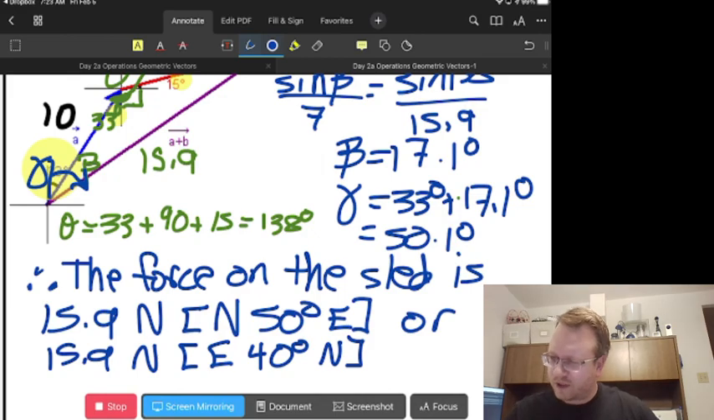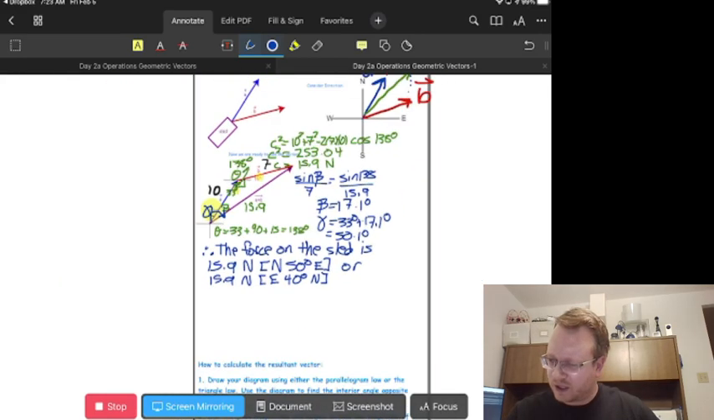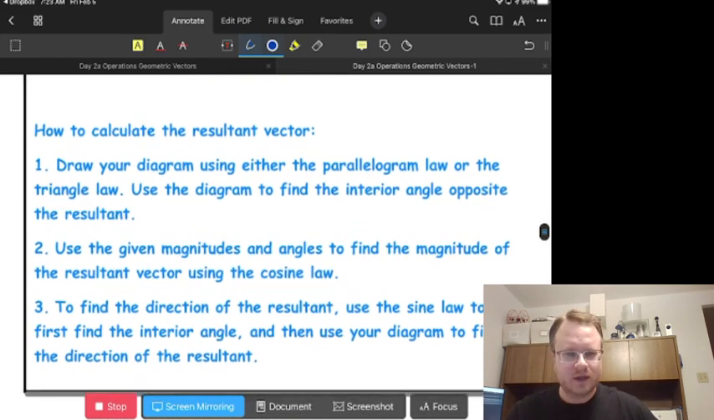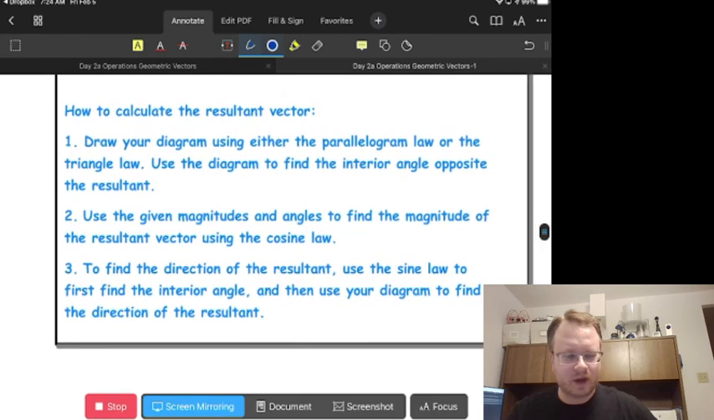All right, we have successfully done a couple different examples of vector addition. Let's see what's next. And here are our overall steps for how to calculate the resultant vector. Let's just make sure we understand the process. Draw your diagram using either the parallelogram law or the triangle law. Use the diagram to find the interior angle opposite the resultant. That's what we just did. Use the given magnitudes and angles to find the magnitude of the resultant vector using cosine law. Just did that. And to find the direction of the resultant, use sine law to find the interior angle, and then use your diagram to find the direction of the resultant. And we just did that.